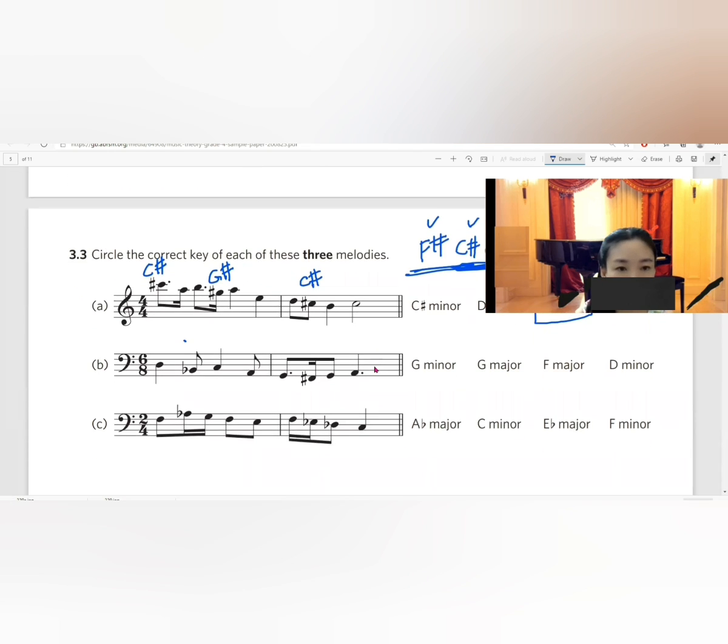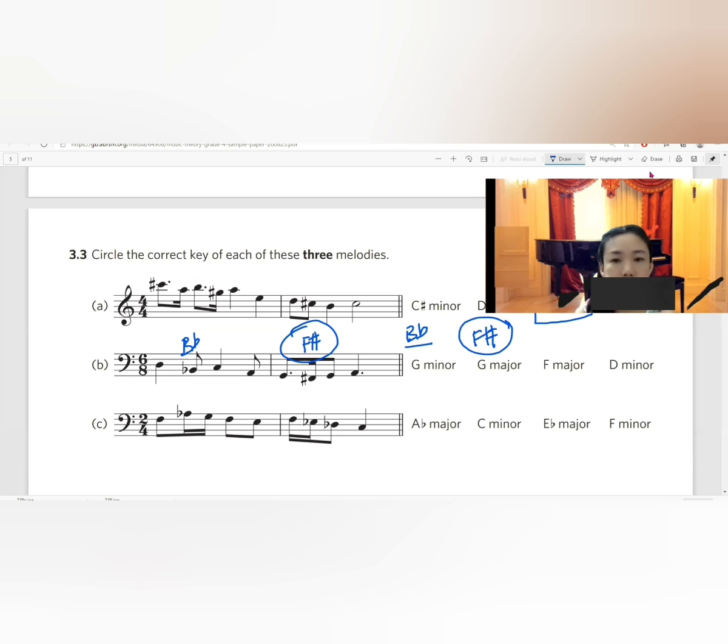Next one, there is a B flat and there is an F sharp. This question has flat and sharp coexisting together. For such a question, we should treat the B flat as the key signature, and usually the sharp is the unusual accidental. The unusual accidental should be treated as the 7th note of the minor key, which means if the 7th note is F sharp, then after F is G. So this is G minor, because in G minor, we raise the 7th note, which is F.